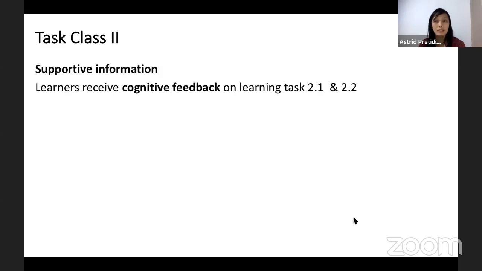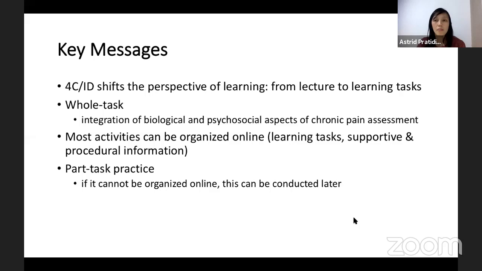students to do. So, the key message of this example is the 4CID shifts the perspective of learning from lecture to learning task. Usually when we do online education, we will focus on how to give our students lecture, and then followed by questions and answer session. But we will move beyond lecture. We will move to the learning task to help students to achieve their competence.